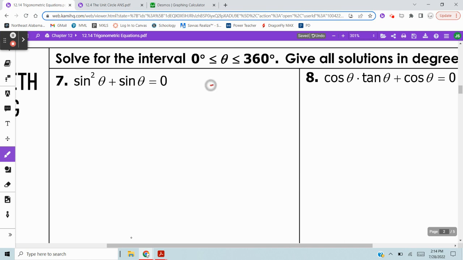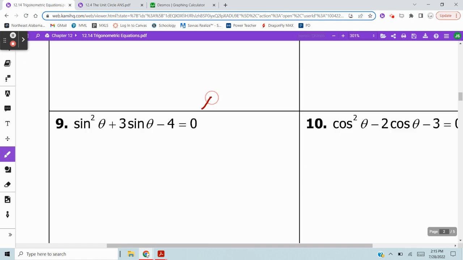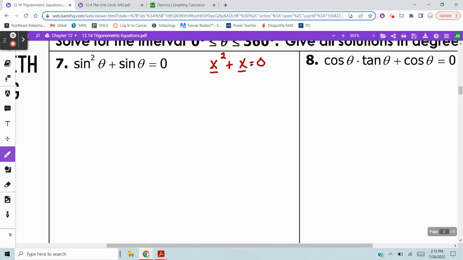As we work through these, I want you to think, hey, these problems are just like this one. It's just like x squared plus x equals 0. We're going to treat it just like a quadratic equation. If we have common factors, in this case an x, we're going to simply factor those out. x times x plus 1 is equal to 0. And then we use the zero product property and set each factor equal to 0. So let's go ahead and do that on this one.